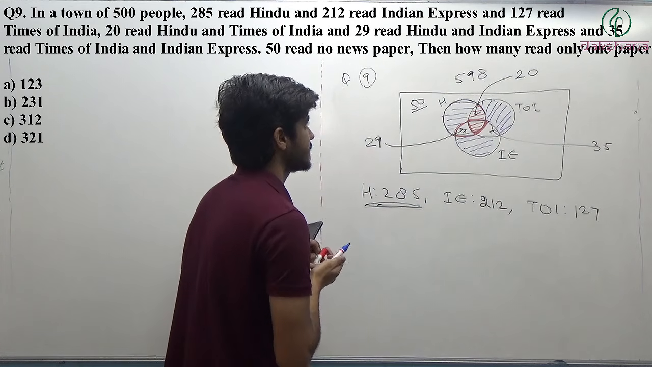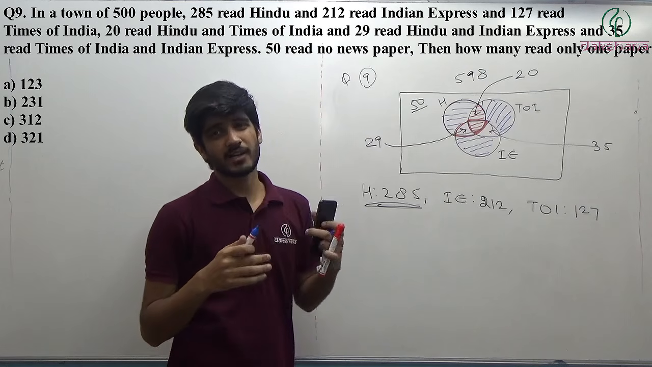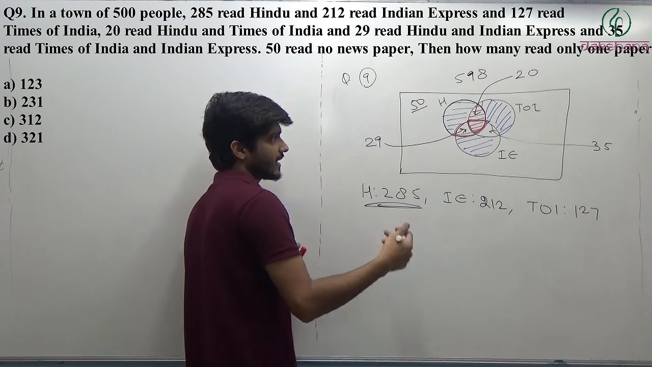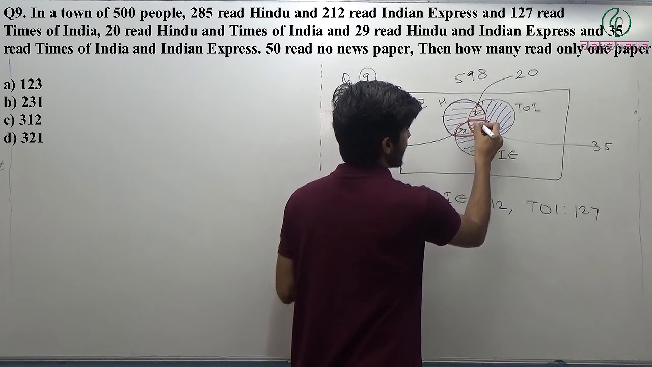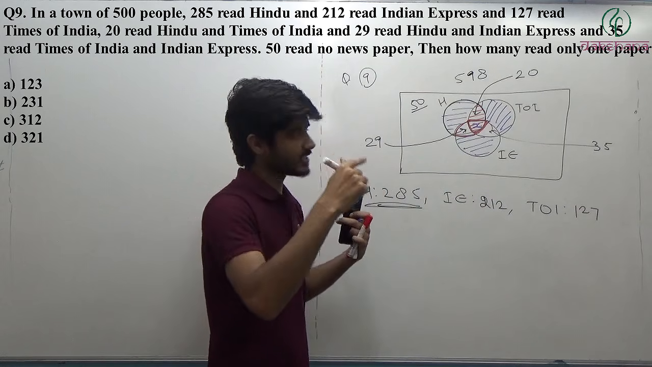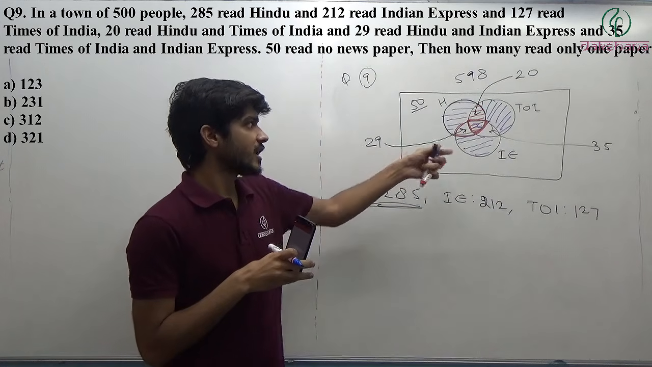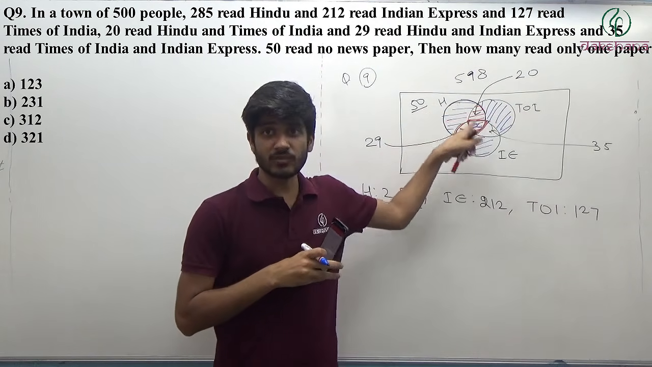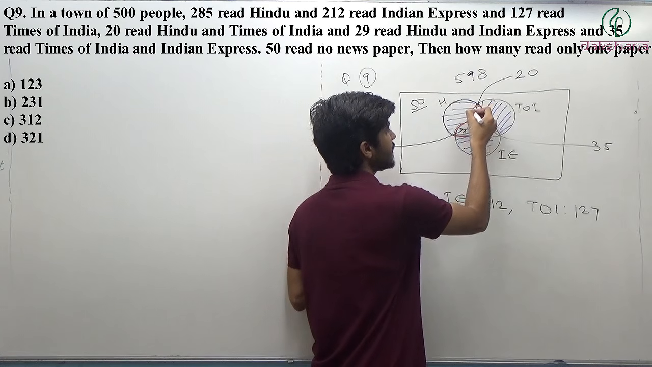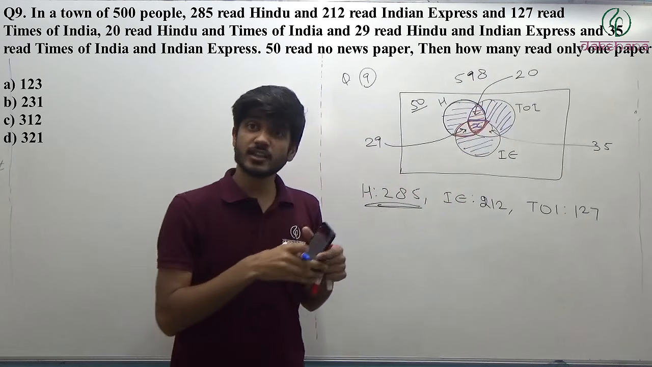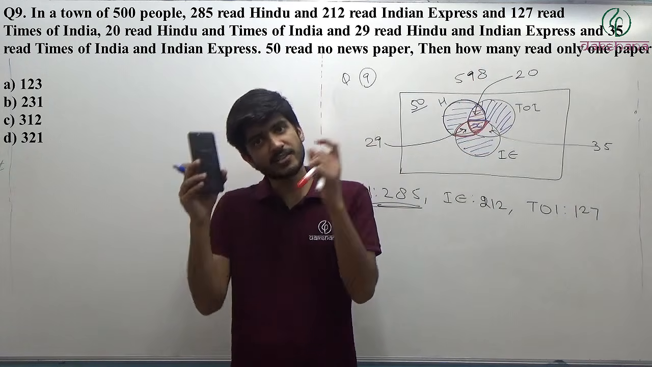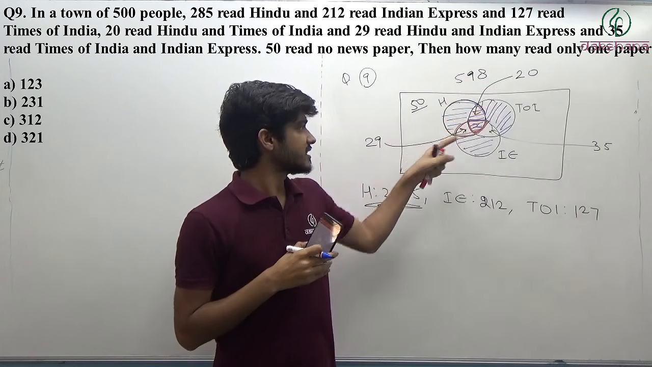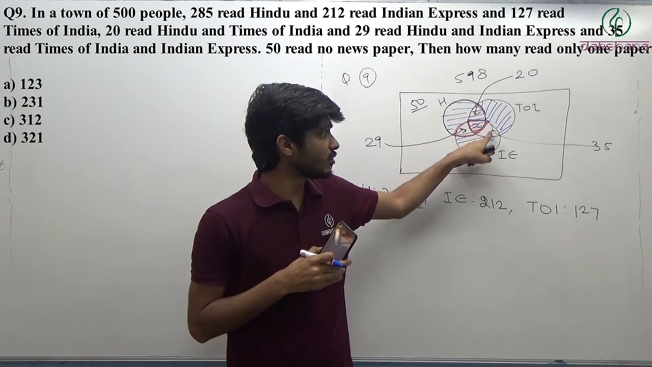So let's see. The very first step: there are again two ways to solve it. I'll just go with the approach that I take, but again there can be multiple ways. You can always assume the intersection of all the three is X. Then you have all the information. Just assign X. Now you know people reading Hindu and Times of India are 20. So the people who are reading Hindu as well as Times of India and not the Indian Express would be 20 minus X. Similarly, on this side would be 29 minus X. This would be 35 minus X.